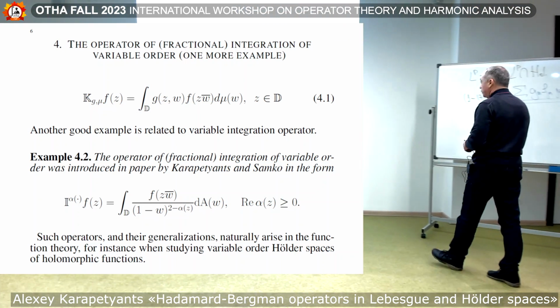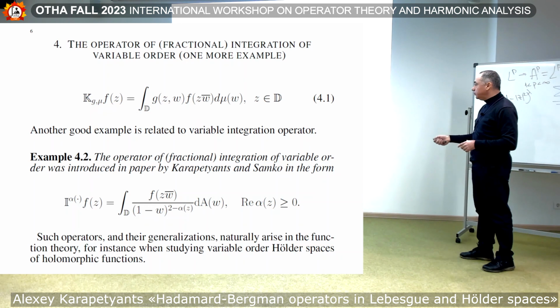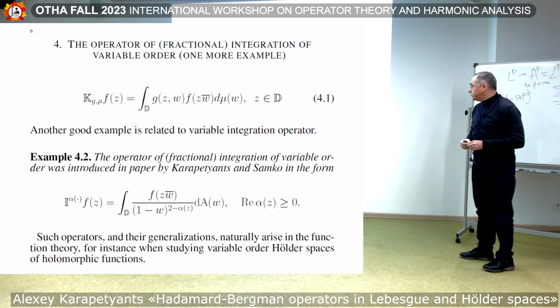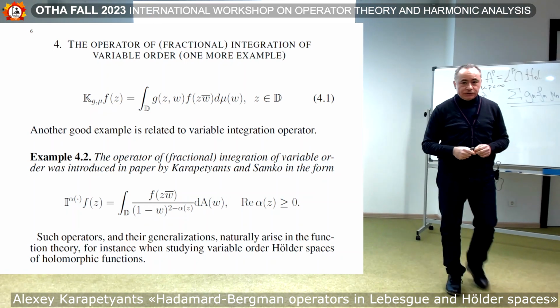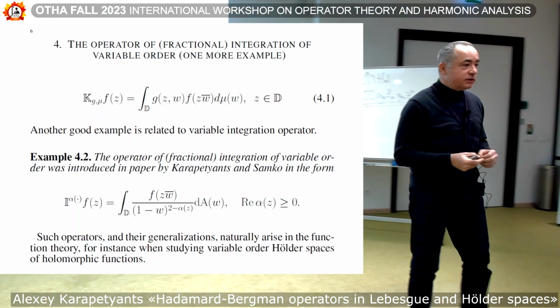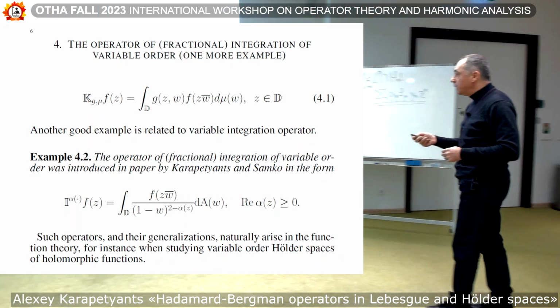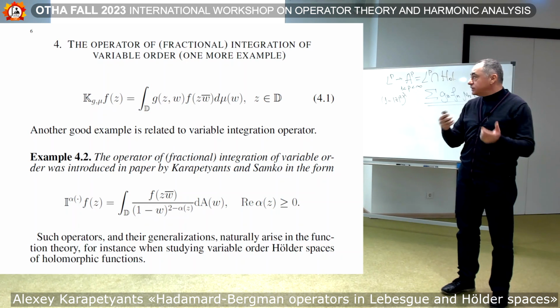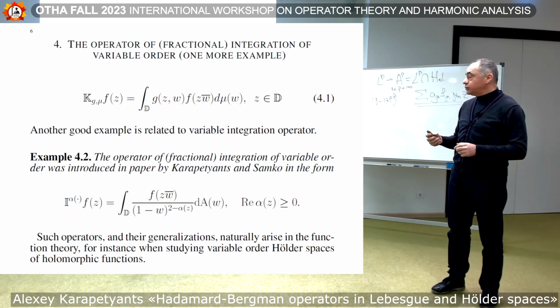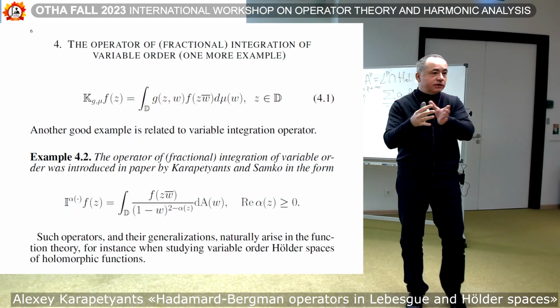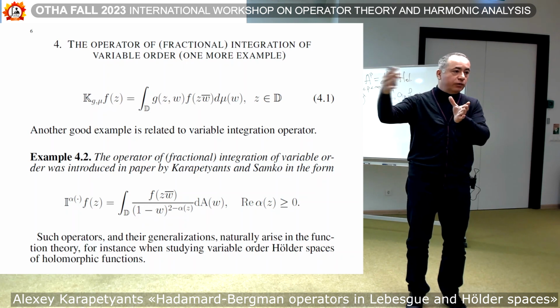In this particular case, when g(z,w) equals this kernel, you have the variable potential. So there are some more examples, but maybe I stop on examples now and proceed further with the idea of study. First of all, I will speak about boundedness, and then I'll speak about application to study Hölder spaces.